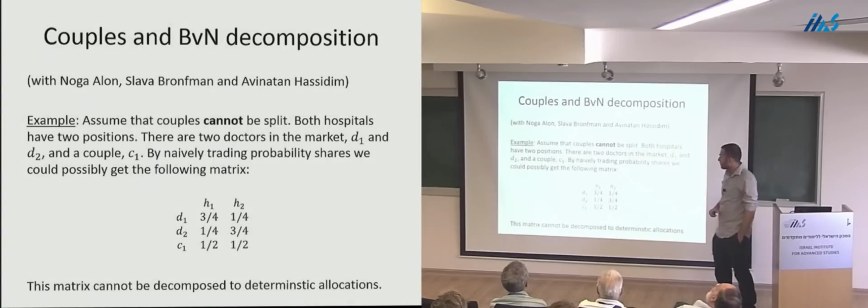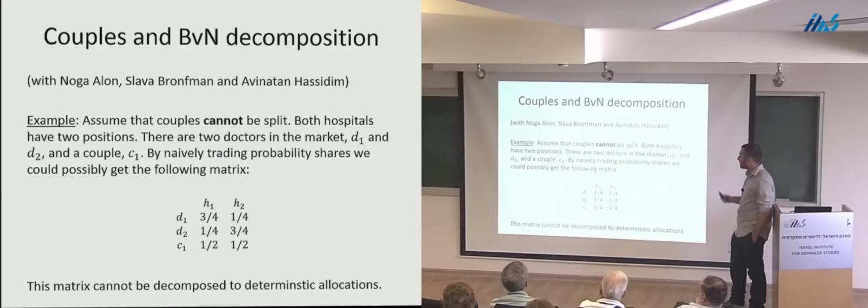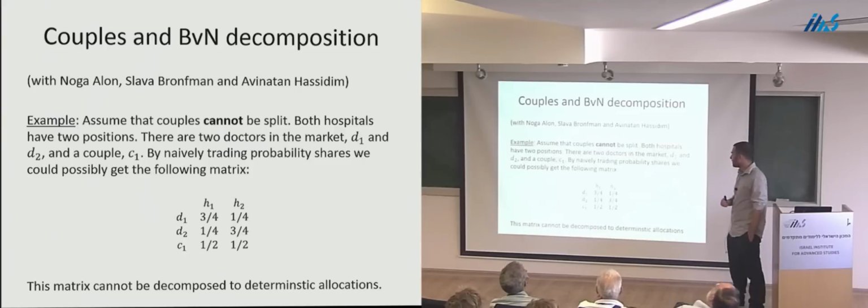So how do we do it? And now it's joined with Noga Alon, who joined us just to prove the difficult theorem. So, assume that couples cannot be split. This is an example, okay? It's not the theorem yet. Assume that couples cannot be split, and both hospitals have 2 positions, and there are 2 doctors in the market, D1 and D2, and the couple C1.